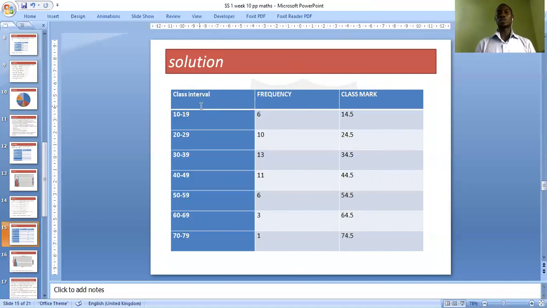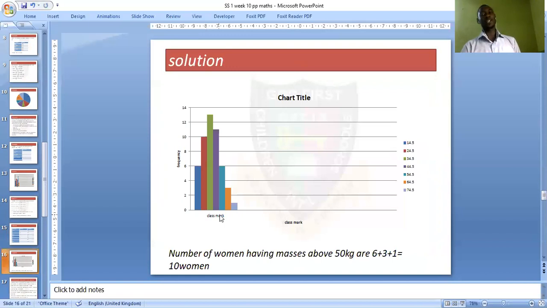give you from the question, that is from 10 to 19, 20 to 29, you already know that your class width is 10. And get your class mark from there. So this is the graph. This is how you now represent the graph. Use the class mark to represent the individual class mark, and the frequency remains on the vertical axis. 14.5 is 6, 24.5 is 10, 34.5 is 13, 44.5 is 11, 54.5 is 6, 64.5 is 3, while 74.5 is 1. So that's how you represent it.